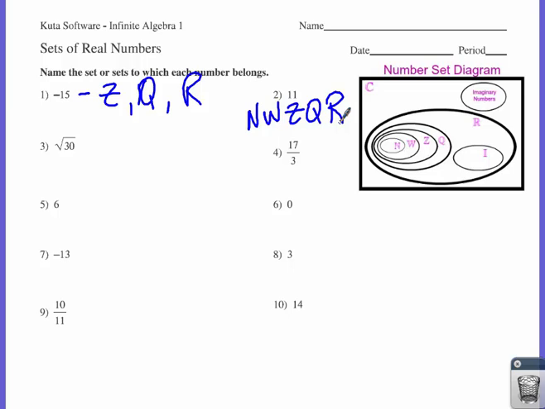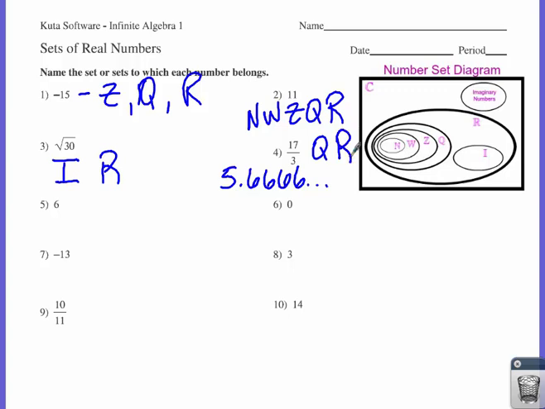Now, square root of 30. If you were to type square root of 30 in, you're going to get a decimal value that just goes on and on, and there's no pattern of repetition. So when you look at that, that tells you automatically that it's an irrational number, but it's also going to be a real number as well. Now if you did 17 over 3, you'll end up with 5.6666, and it just keeps going. Well, a repeating decimal is a rational number. So it starts at the Q, and it will also be real.